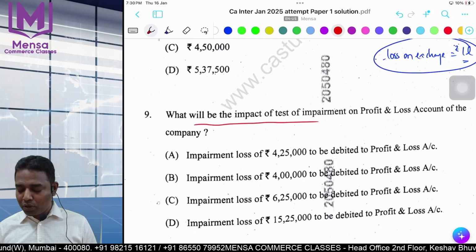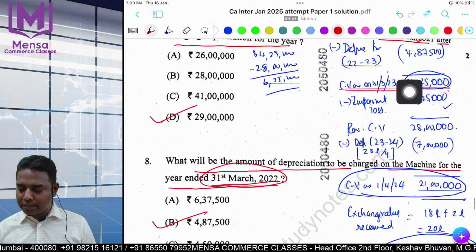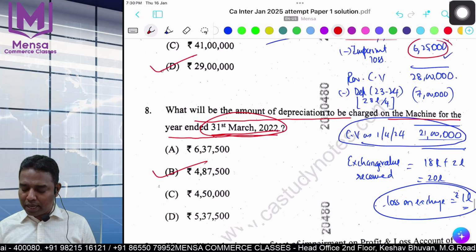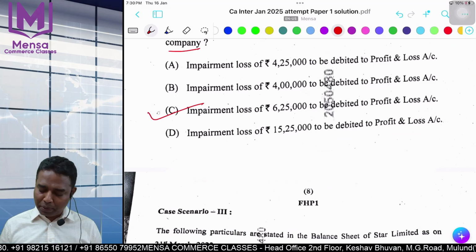What will be the impact of test of impairment on P&L? Impairment loss we had calculated, that is 6,25,000. So 6,25,000 is the loss on impairment, which will be debited to the P&L account.